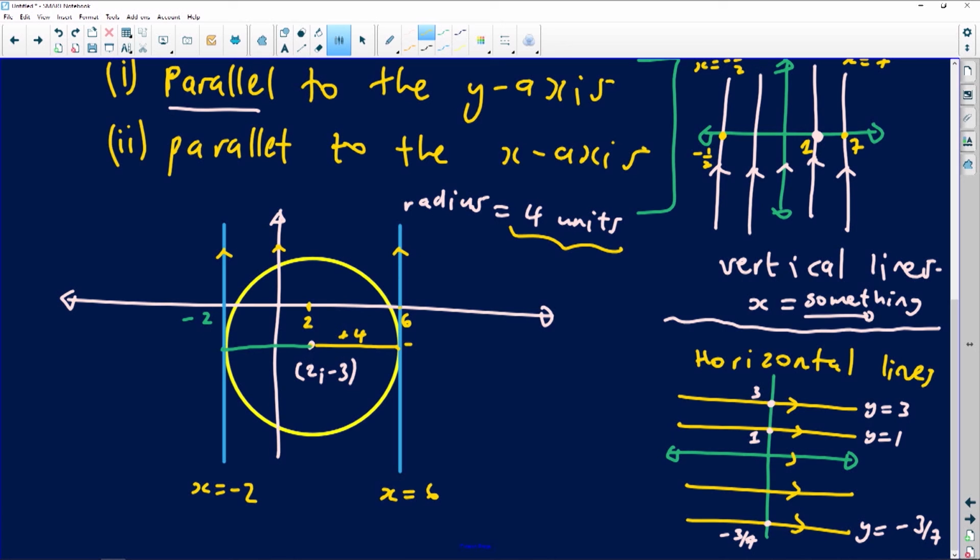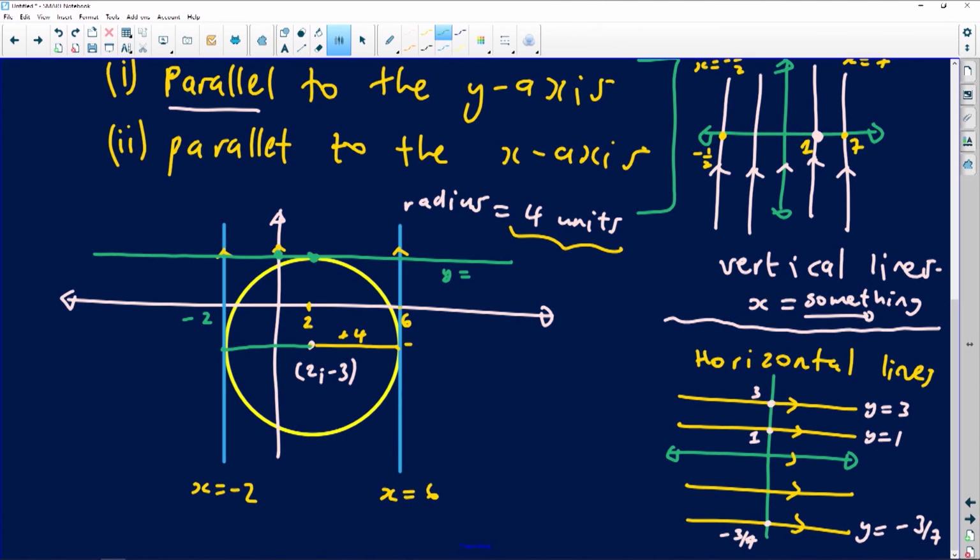Which ones are those? I need those that are parallel to the x-axis. The first one I'm going to draw in green. This is the line that I'm going to be looking at, touching the circle at that point there. It's going to pass at the point where y is something, so its equation is going to be y equals some number.